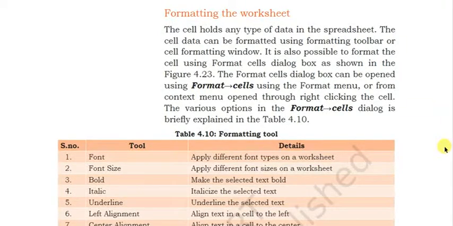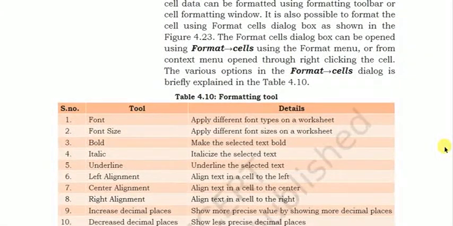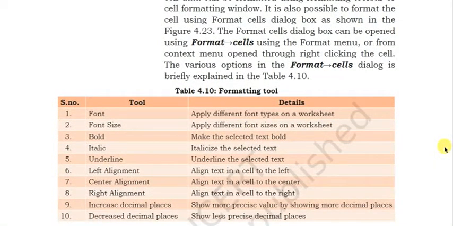So the format cells dialog box will appear through the menu, that is format main menu, and then cells, and you can have it through the context menu that will be opened when you right click on the cell.